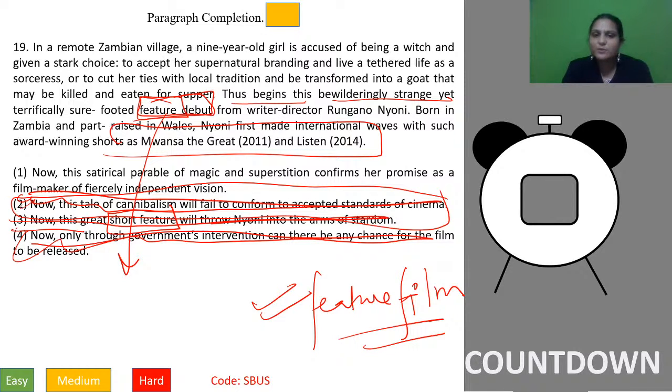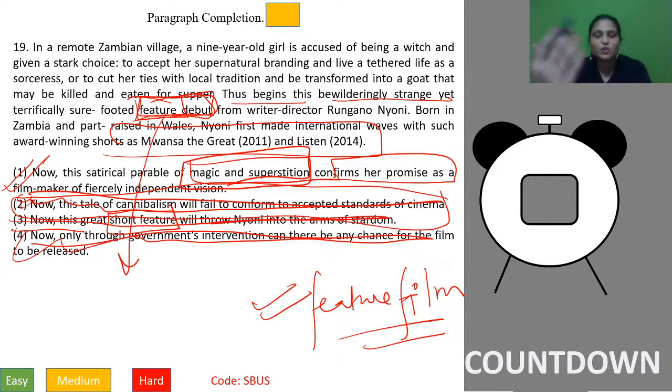So here also she found a small story. She's making a proper film out of it, the feature debut. That's why it's important to read the passage carefully. And that's why option number 1 becomes your answer, because this is a satirical parable of magic and superstition. The other reason option number 1 should be your answer is that it completely captures the subject matter of the passage, that the movie is about magic and superstitions, and it confirms her promise as a filmmaker of a fiercely independent vision, because she has previously made international waves with her award-winning short films, and now it further confirms her potential as a great filmmaker. So obviously option 1 is the most suited as a concluding line to the passage.